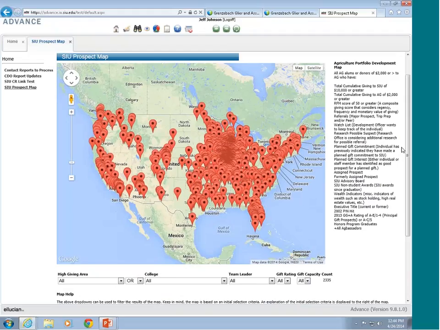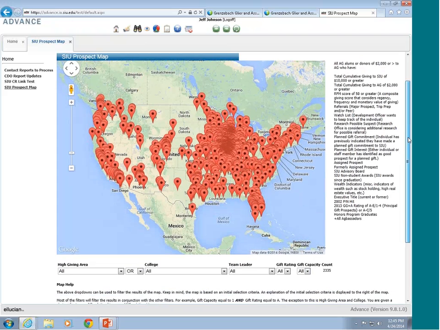All they have to do is supply me the list, which in advance is called a clipboard, and then I just regenerate the map. Usually takes about 10 or 15 minutes, depending on how many addresses it has to geocode. But the development officer is given the tools to kind of work together. So they have their spreadsheet, they have the map, so they should be equipped.